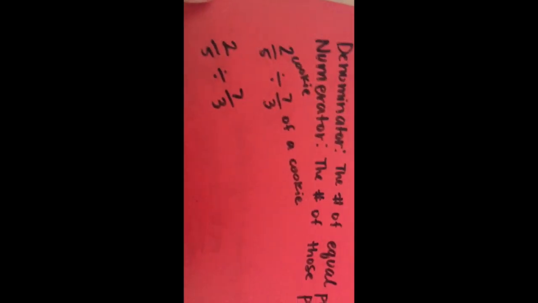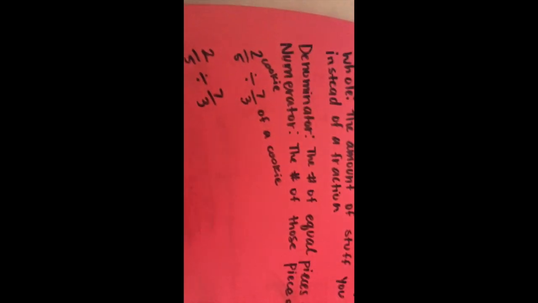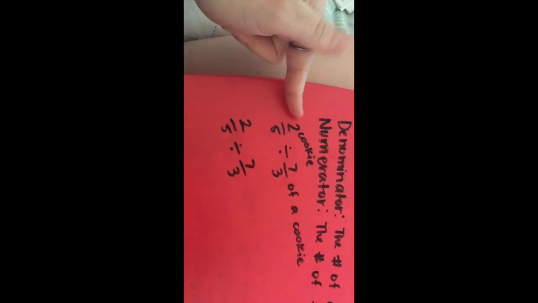Then the next definition is whole, because these are definitions you'll be hearing a lot in the problem. Whole is the amount of stuff you would have if you had one instead of a fraction. Second is denominator, and that's always the number on the bottom. In this case, we're going to be doing 2/5 divided by 7/3, so it would be 5 and 3. That is the number of equal pieces the whole is cut into. And then the numerator, which is the top, which in this case will be 2 and 7, is the number of those pieces that we have.